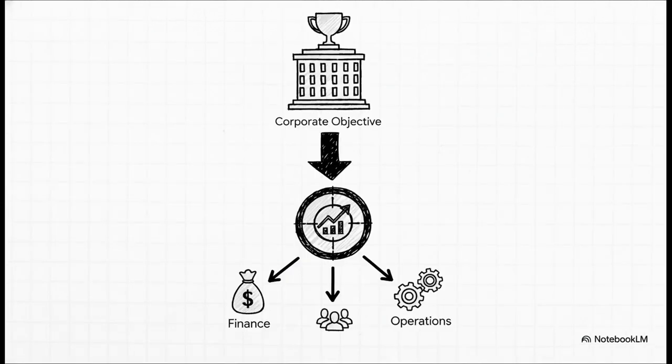Now, this is a super critical point, especially for exam questions. Marketing objectives don't just exist in a bubble. They have to directly support the big, overarching goals of the entire company. So, for example, if the corporate objective is to become the market leader, then a supporting marketing objective might be to increase our market share by 5% this year. And that one goal triggers a whole chain reaction across the business. Finance has to find the budget, HR has to hire more salespeople, and operations has to make sure they can actually produce enough to meet all that new demand. It all has to work together.